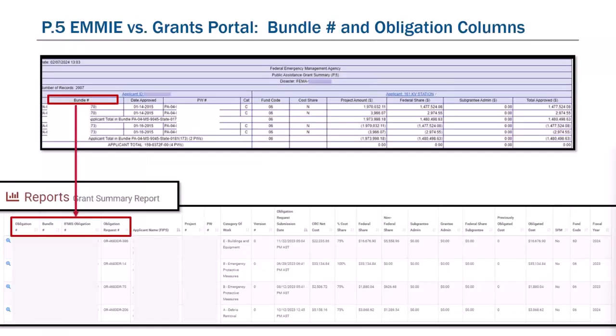So what does it look like in EMMIE compared to Grants Portal? In EMMIE, again, it shows the bundle number, and in Grants Portal, it shows the equivalent information under the Reports page. Grant Summary Report has obligation, bundle number, IFMIS obligation, and obligation request.